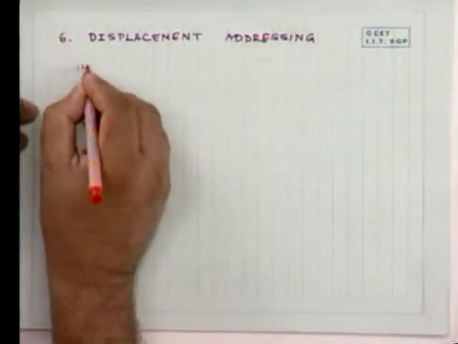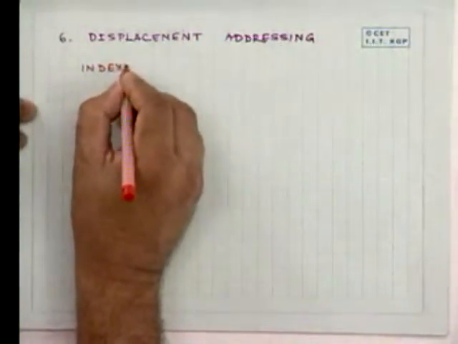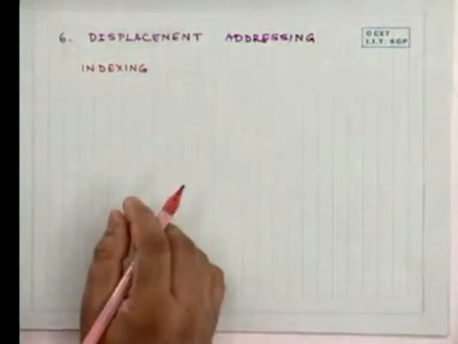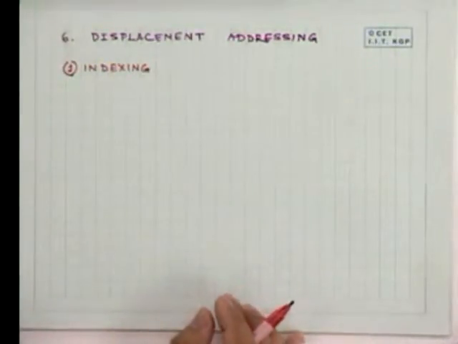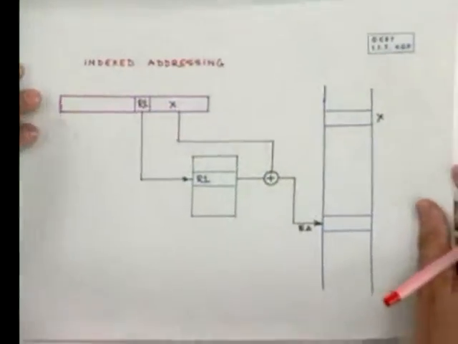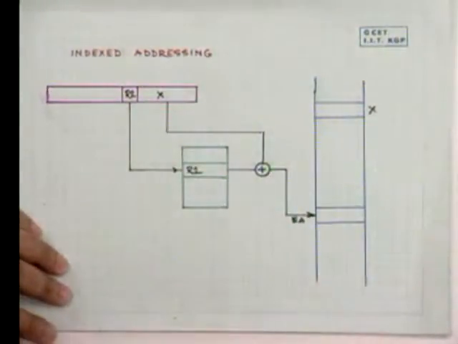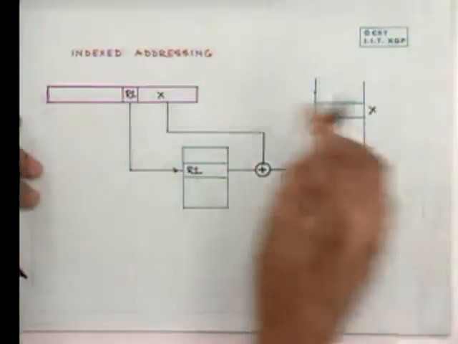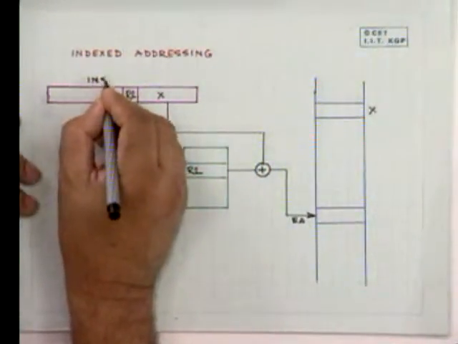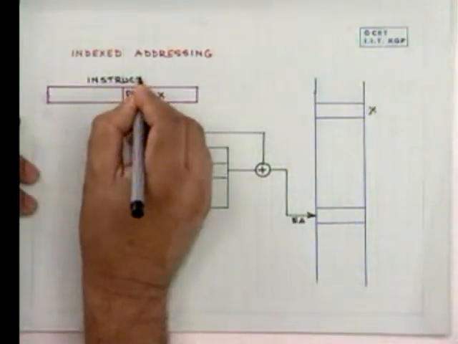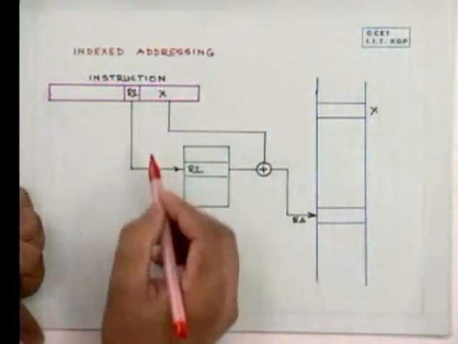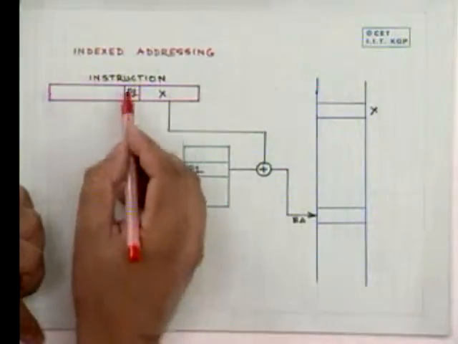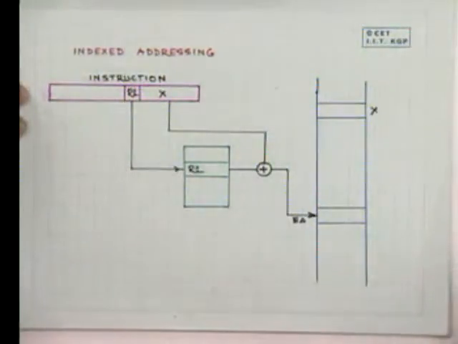The first one of them is indexing, and sometimes we call that indexed addressing. In the case of indexed addressing, pictorially, it is like this. Let's say this is the instruction. In the instruction, you specify two things: one is an address X, another is a register R2, which we call an index register. An example can be like this.